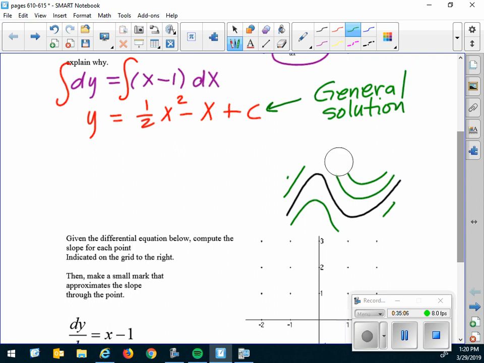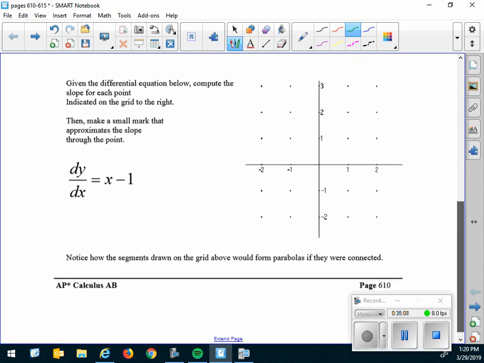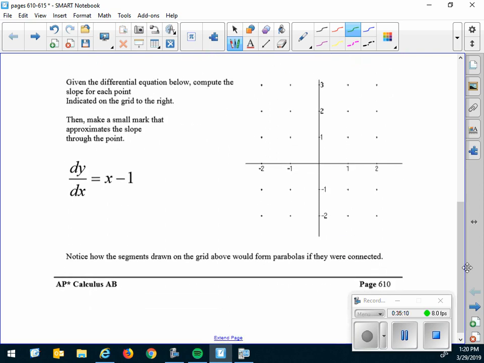Now what we're going to do is draw a slope field. When you draw a slope field by hand, with the exception of this one, you're really not going to be asked to do more than 9 points. But a slope field is real easy to do. We're going to compute the slope for each point indicated on the grid at right. We're going to make a small mark that approximates the slope through that point.